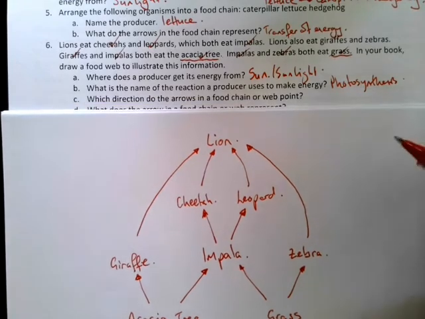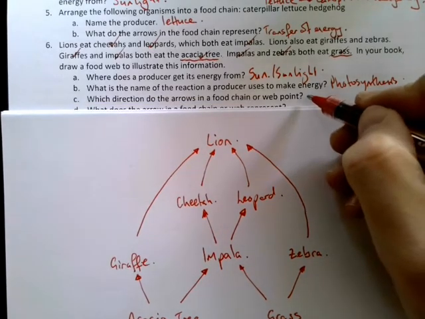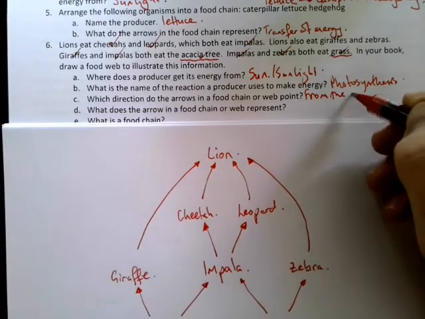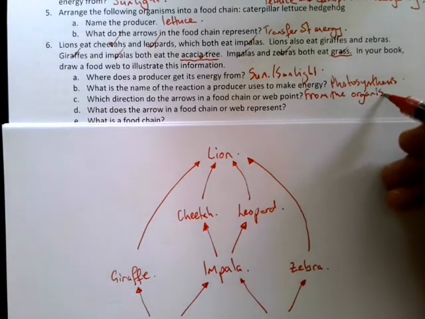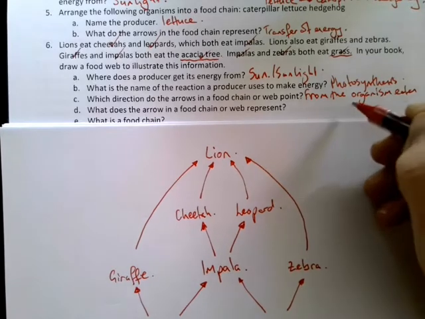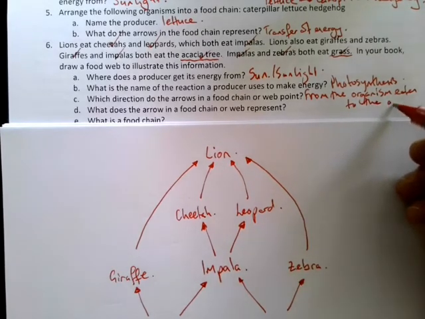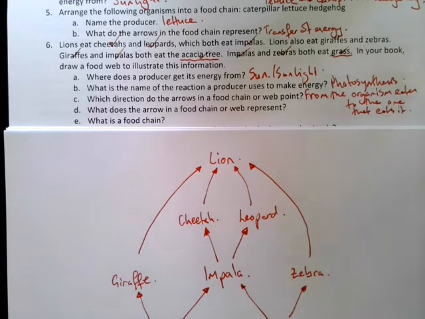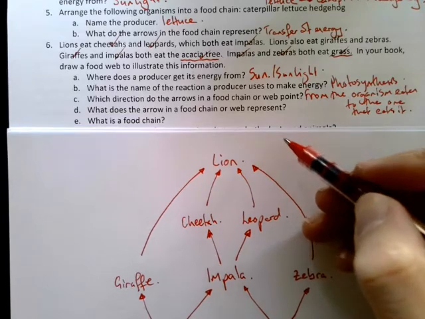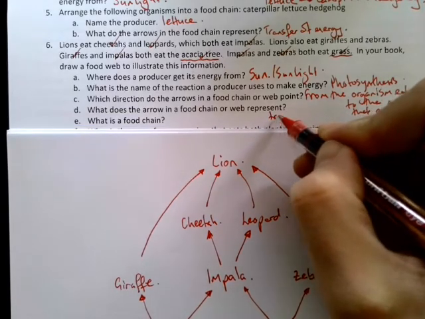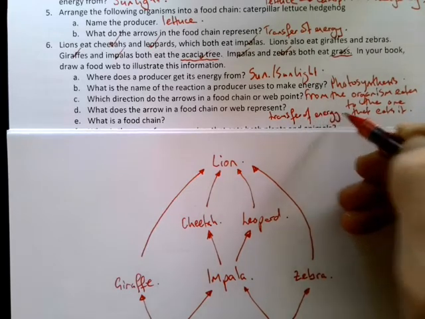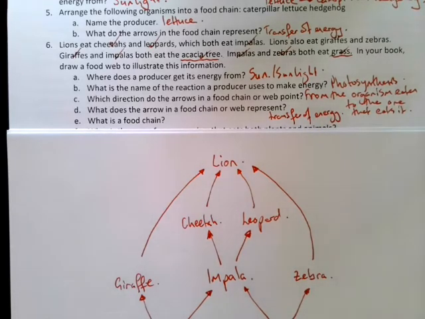Which direction do the arrows in a food chain or web point? From the organism eaten to the one that eats it. What does the arrow in a food chain or web represent? Transfer of energy. Okay, so you can see where I repeat the questions, I repeat them because it's really important you know that information.